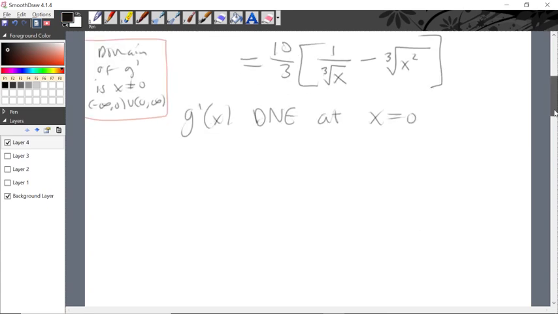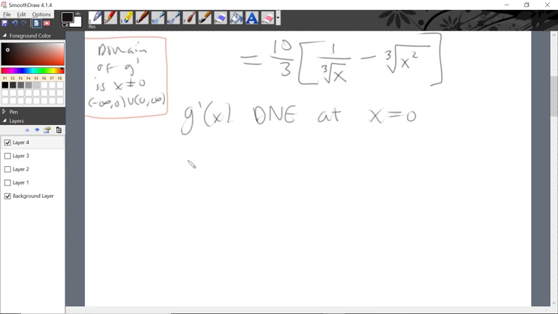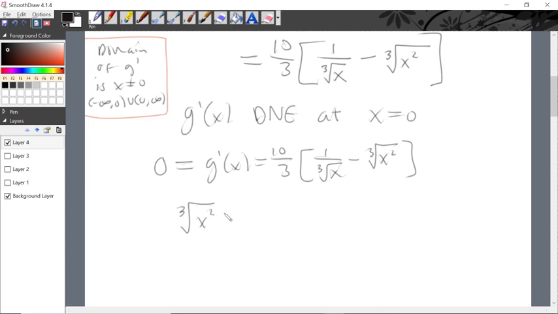Okay, we have x equals 0 as a critical number. Now, what about where does g prime of x equal 0? 0 is equal to g prime of x, which is 10/3 times, we got the 1 over the cube root of x, minus the cube root of x squared. Okay, well, ultimately set this equal to 0, right? So where is the cube root of x squared equal to 1 over the cube root of x?